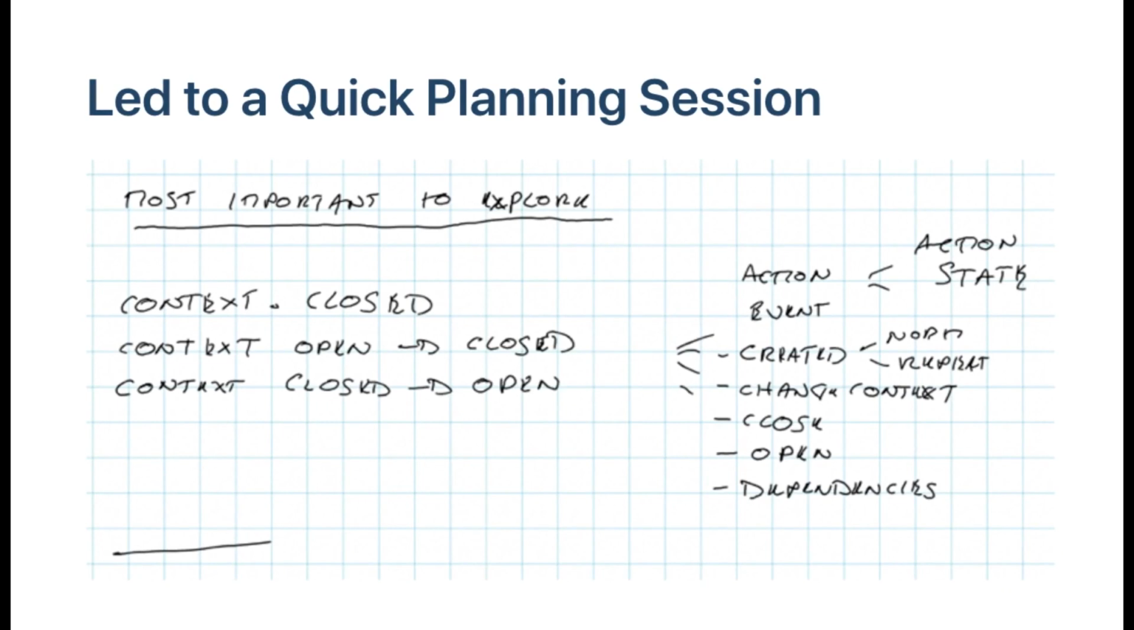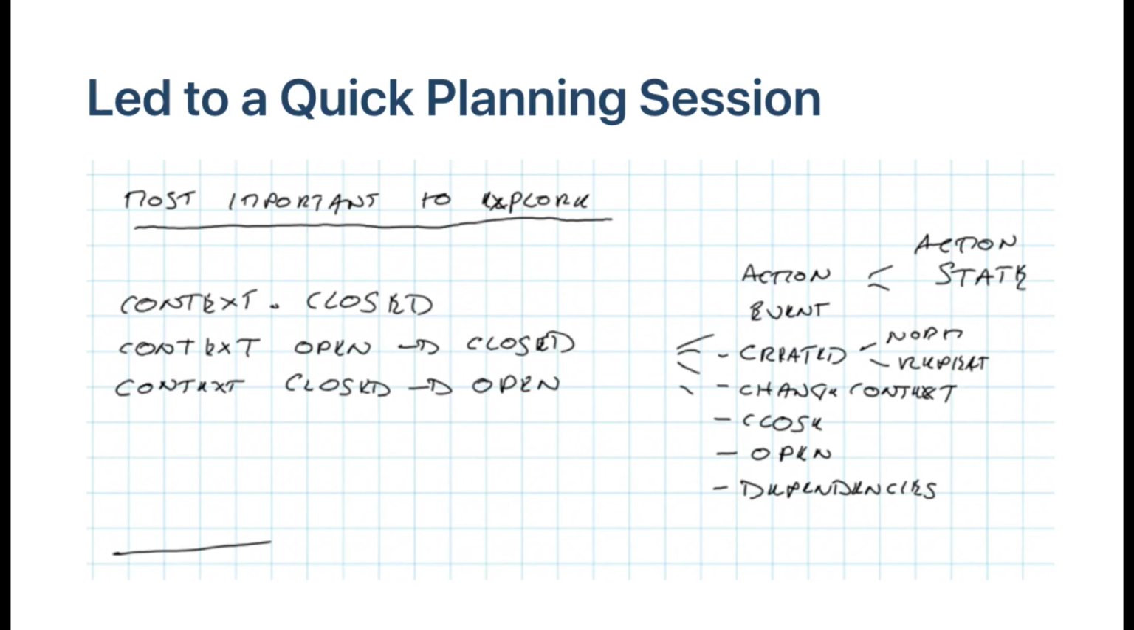This was my plan. So I've identified the most important areas to explore, which is some states and some state transitions. Then I'm looking at the events that an action can undergo, and then I'll try and map the states to the actions, and I'll explore this as a model. So that's my quick plan.